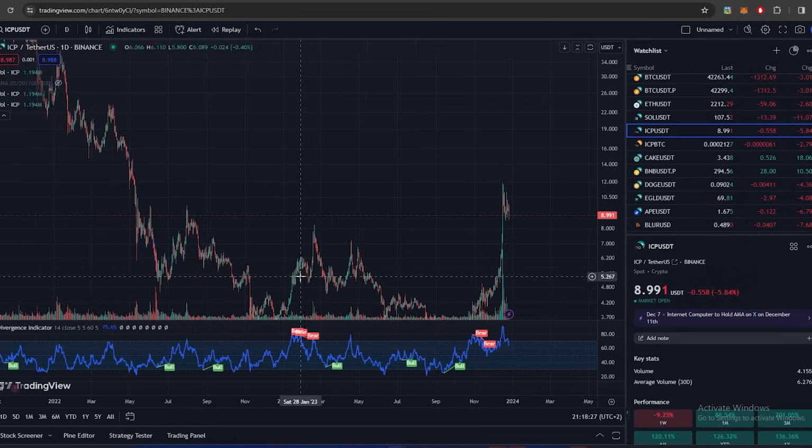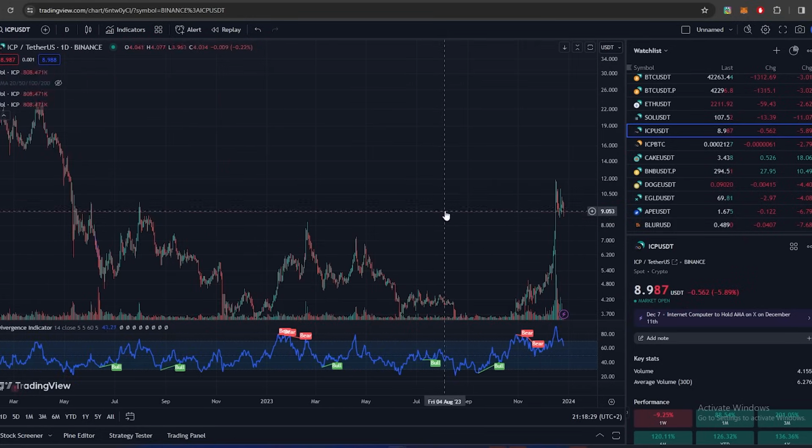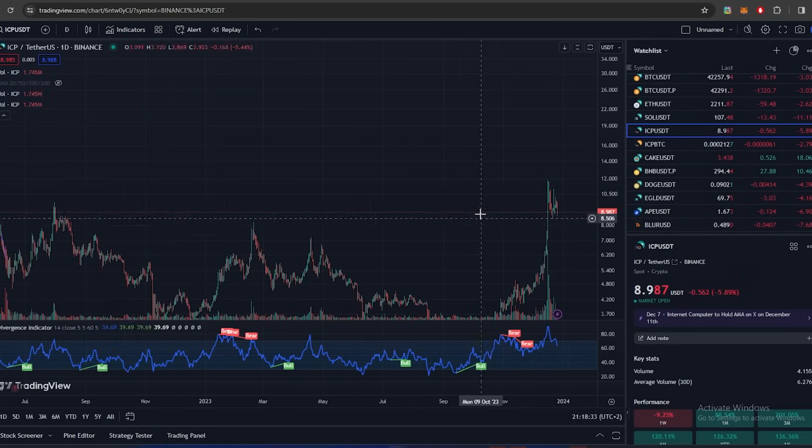This is a consolidation that we have been waiting for. And I think there is nothing really to worry about with what's been happening with the ICP price right now.